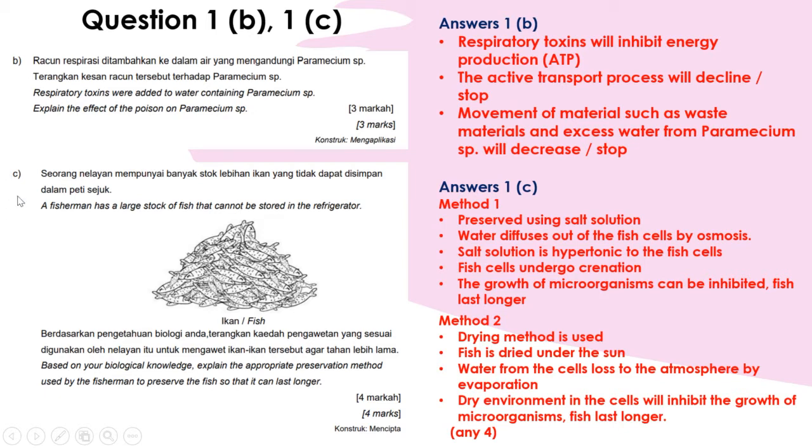Now we go to question 1C. A fisherman has a large stock of fish that cannot be stored in the refrigerator. So based on your biological knowledge, explain the appropriate preservation method used by the fisherman to preserve the fish so it can last longer. The mark allocated here is 4 marks. So there are two methods. You can choose either one. This is method 1.